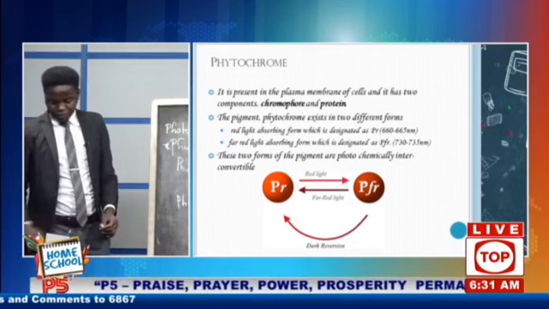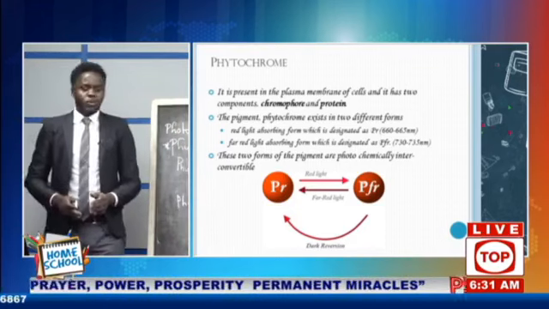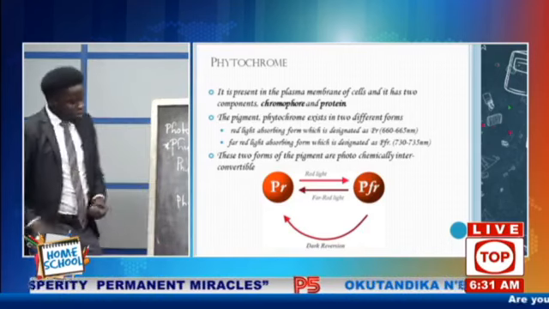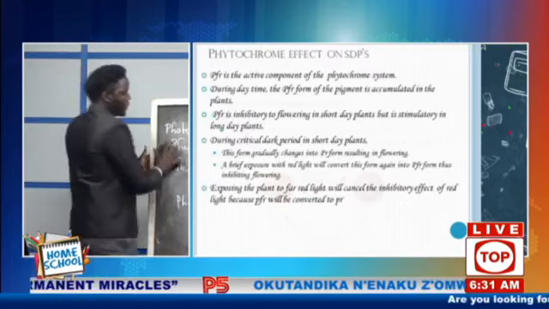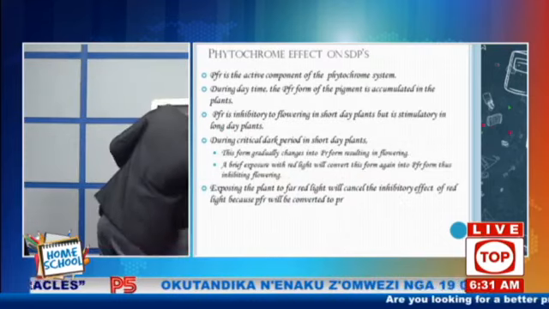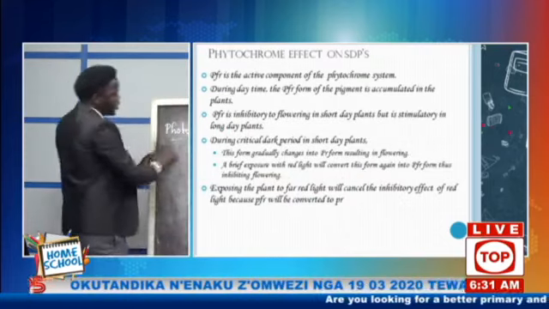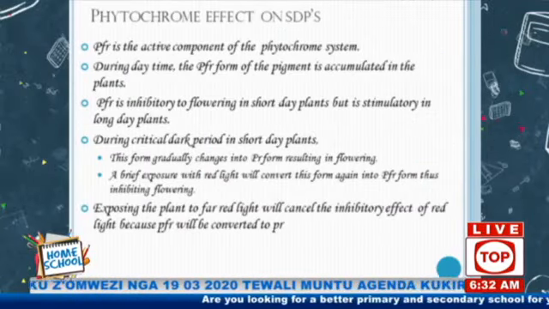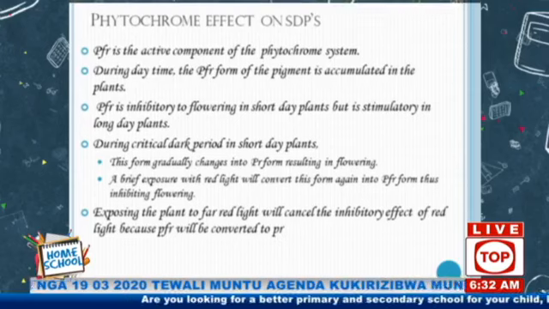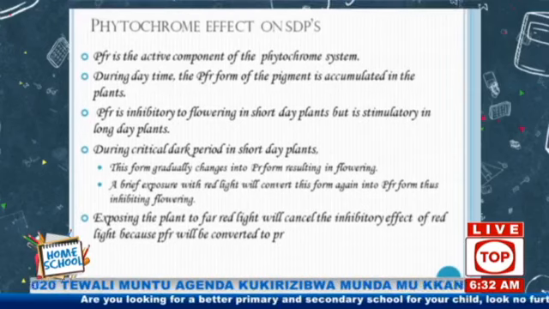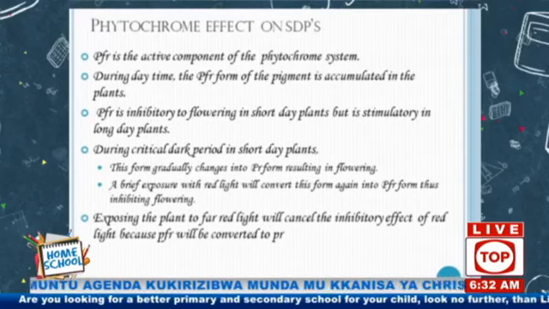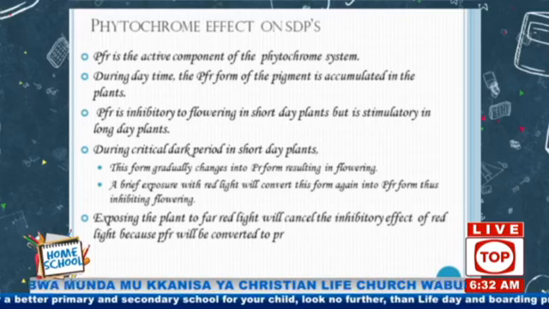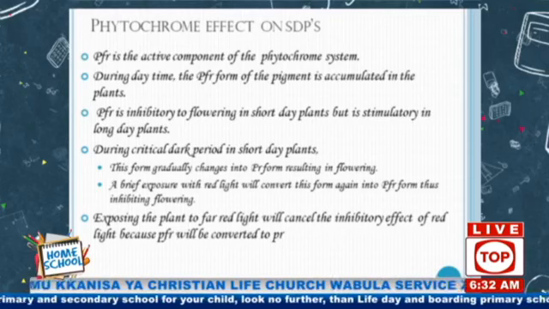Now, let us look at the effect of phytochrome on short-day plants. What is the effect of phytochrome on short-day plants? Now that we have seen this, let us assess how it affects short-day plants. Why is it that short-day plants require a short-day period? The first thing we need to note is phytochrome far red is the active component of the phytochrome system. It is the one that is responsible for the reactions we are talking about. Phytochrome red is inactive.